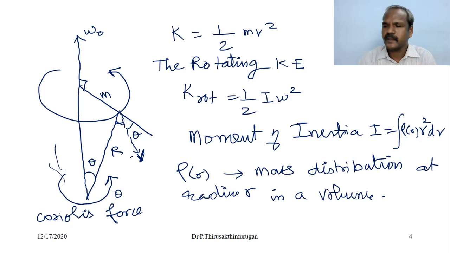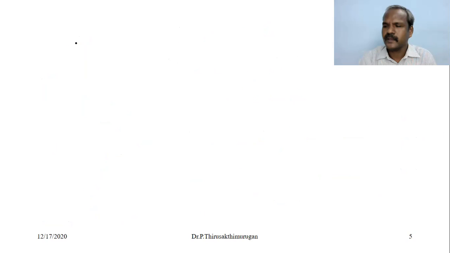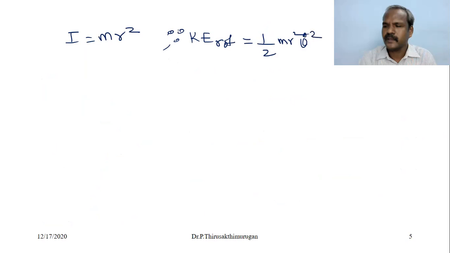So in the simple case, what is the moment of inertia? I equals m r square. Therefore the rotating kinetic energy becomes half m r square theta dot square.